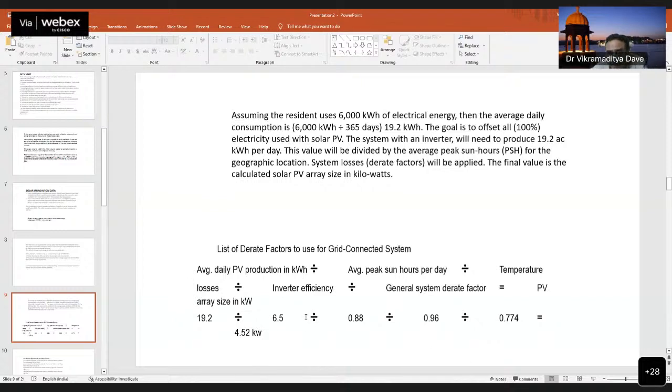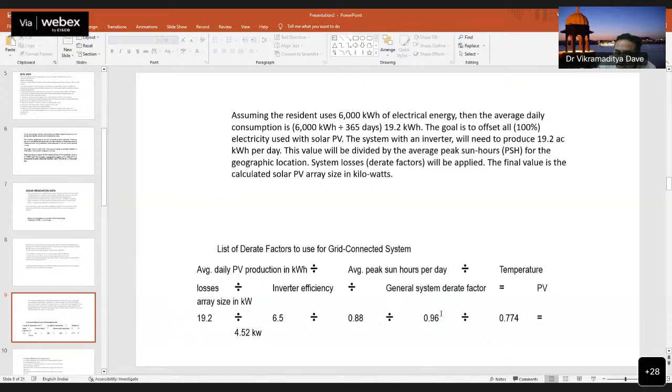Then, after getting this value, I have to divide it by some losses, in order to take into account the derating effects. What are derating effects? I will tell you later on. So I have divided by temperature losses, 0.88, and I will get a certain value. Then I have to divide it by the inverter efficiency. When I divide it by the inverter efficiency, this is the value I will get. It is the input of the inverter.